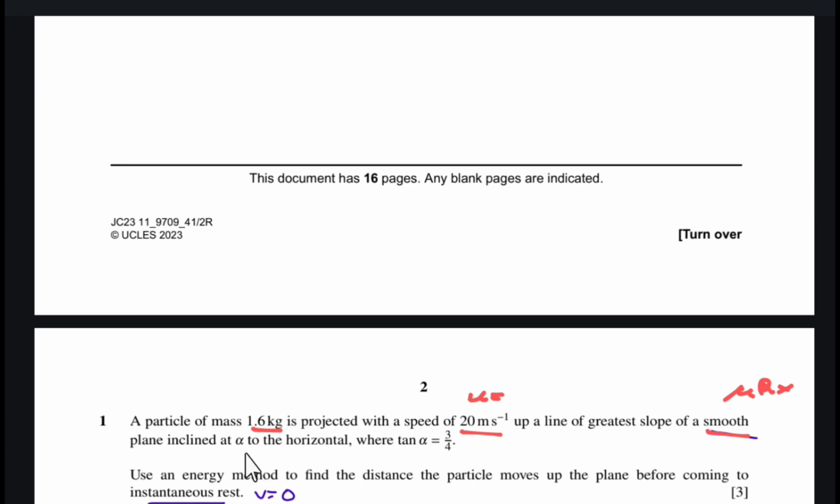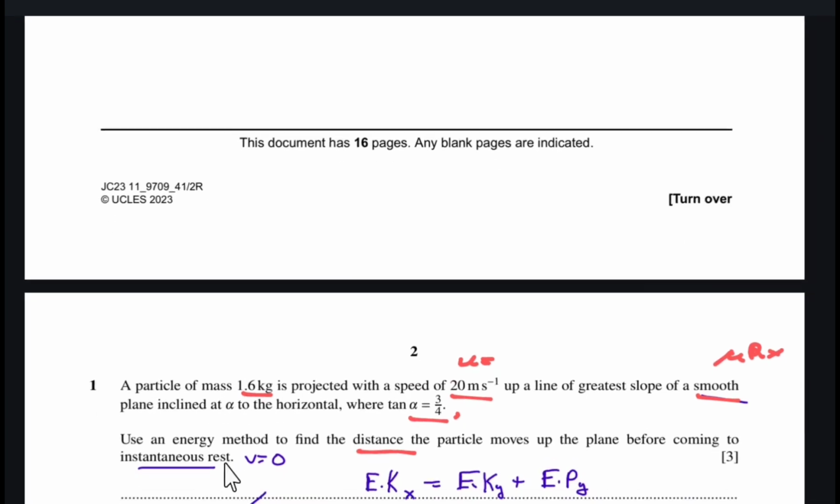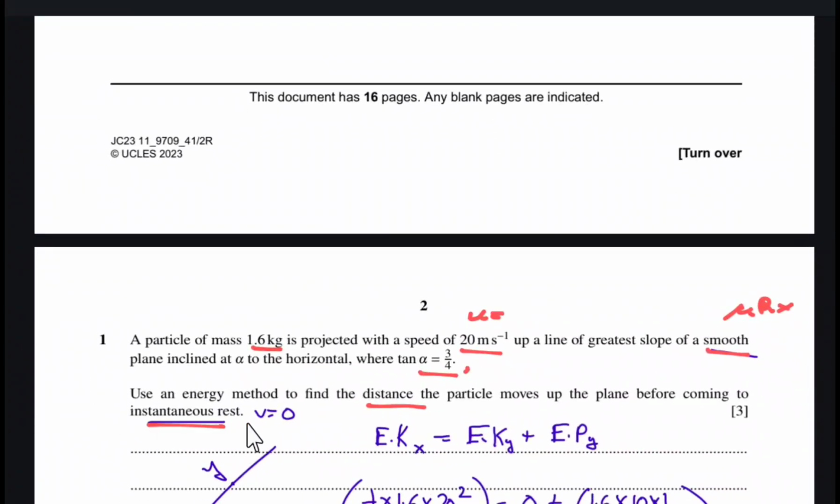The plane is inclined to the horizontal at an angle alpha, where tan alpha is given. As we have been given the value of tan alpha, we need to calculate sin alpha and cos alpha because we need this later. Then use an energy method to find the distance the particle moves up the plane before coming to instantaneous rest. So we need to use the energy method, that means the energy at the start of the journey and the energy at the end of the journey, and we need to find the distance the particle moves before coming instantaneously to rest. At rest we know that velocity is 0, so the final velocity is 0.